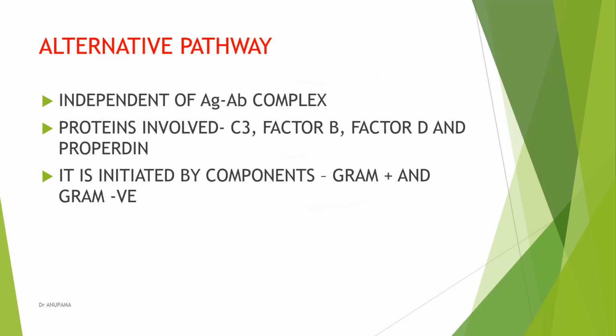The next pathway is the alternative pathway. This is independent of the antigen-antibody complex, and the proteins involved in this pathway are C3, factor B, factor D and properdin. It is initiated by cell components of gram positive and gram negative bacteria.